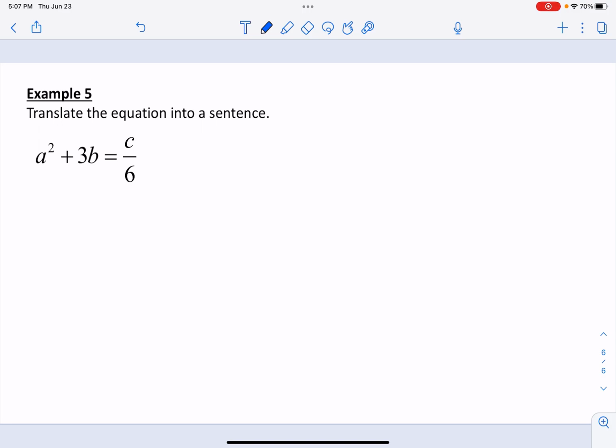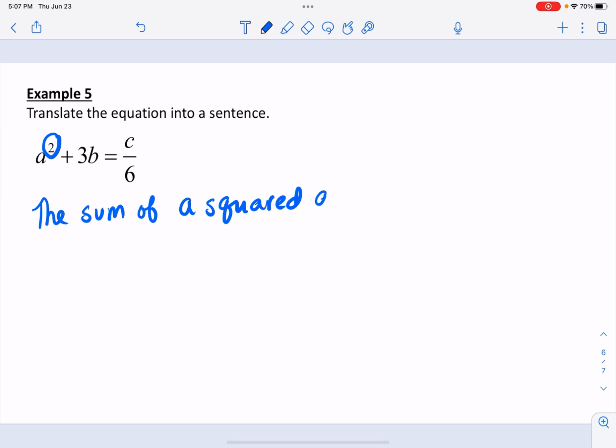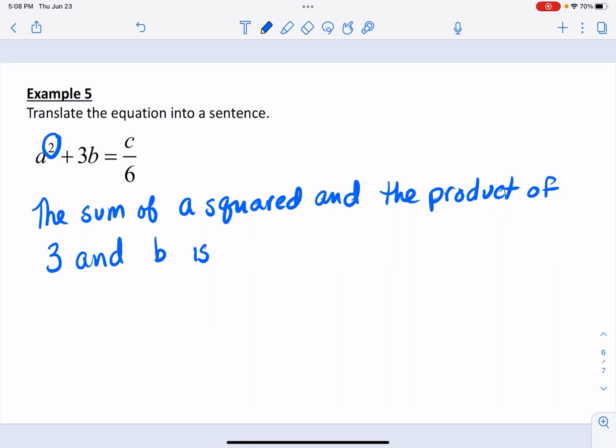Okay, now this one's a little bit more complicated. So I'm going to be a little bit fancier in my wording. The sum of a squared, remember that gets me that exponent, and the product of 3 and b is c divided by 6. So I just want to highlight a few things.